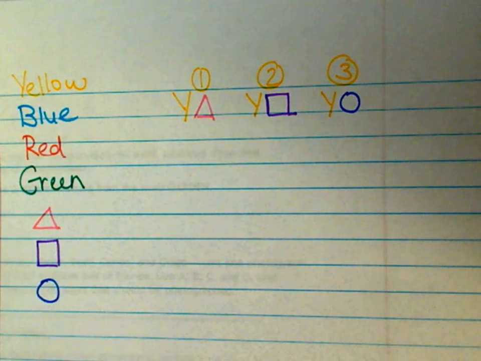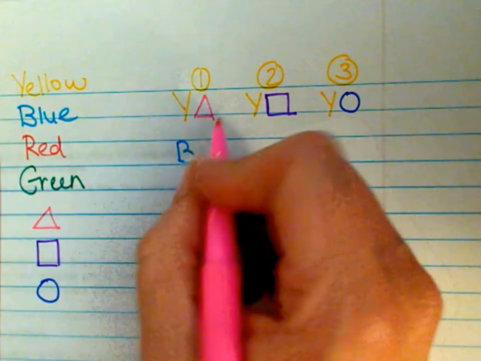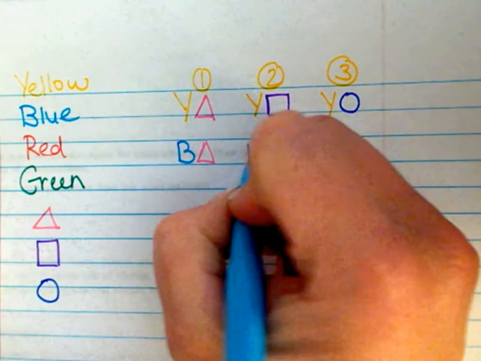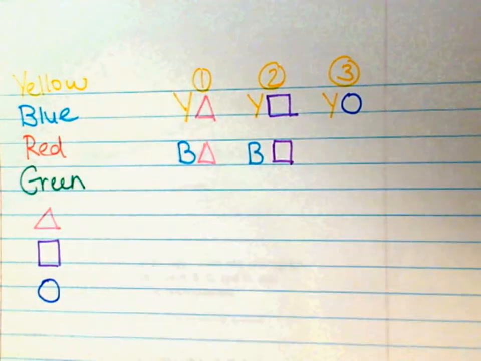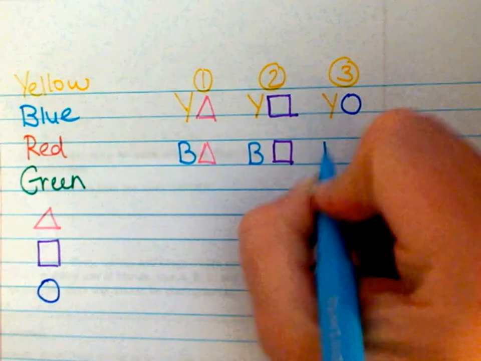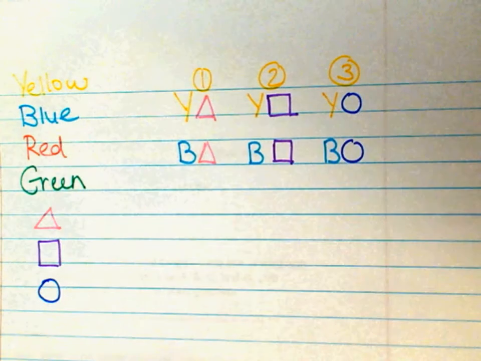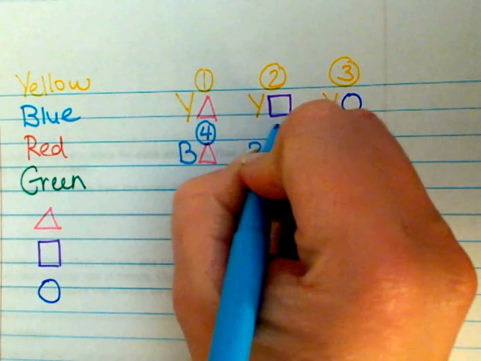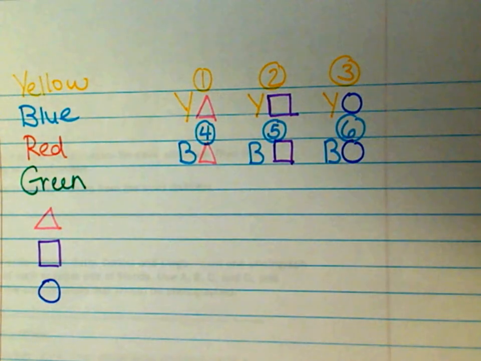I'm going to move on to blue. I could do blue and then land on the triangle. I could pick out a blue and land on the square. I could pick out a blue and land on the circle. Well, then I have another 3 combinations, which totals 6 right now.